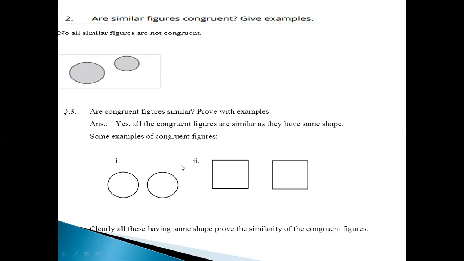Some examples of congruent figures: look, both circles are congruent and they are also similar because both are circles. How congruent? Because both have the same radius. Squares: both are similar and also both are congruent. Why? Because the side lengths are equal. Clearly, all these have the same shape, which proves the similarity of congruent figures. It means that all congruent figures are similar, but all similar figures are not congruent.